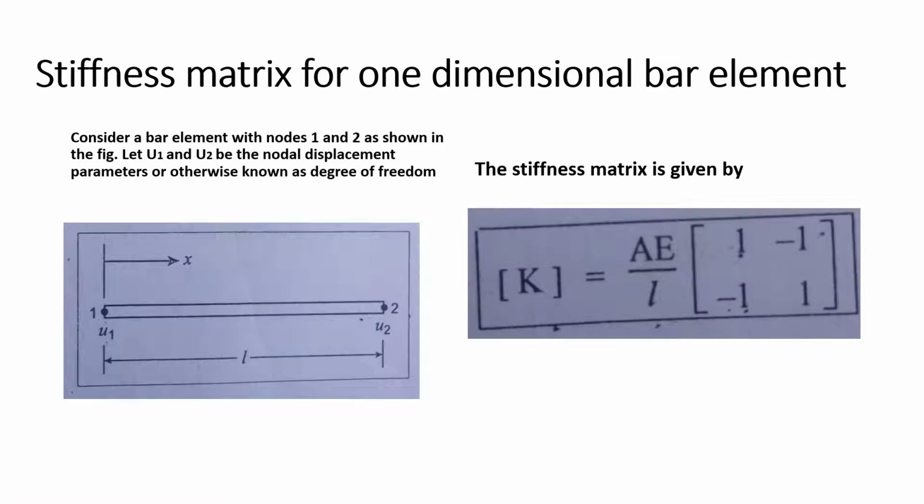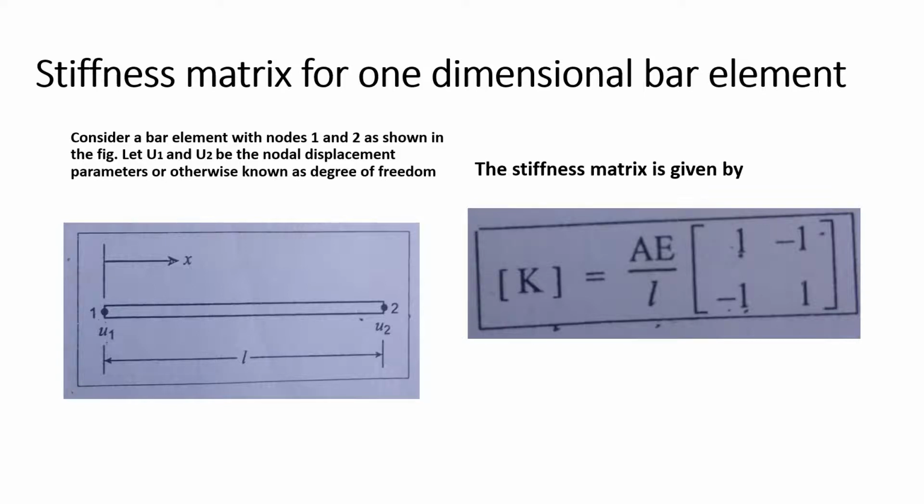Stiffness matrix for one-dimensional bar element. It's a derivation, but we are not studying the derivation here. Only the final formula is explained here. Derivation you should study from the textbook. So consider a bar element with nodes 1 and 2 as shown in the first figure. u1 and u2 be the nodal displacement parameters, otherwise known as degrees of freedom. You can see u1 and u2 at nodes 1 and 2 respectively.